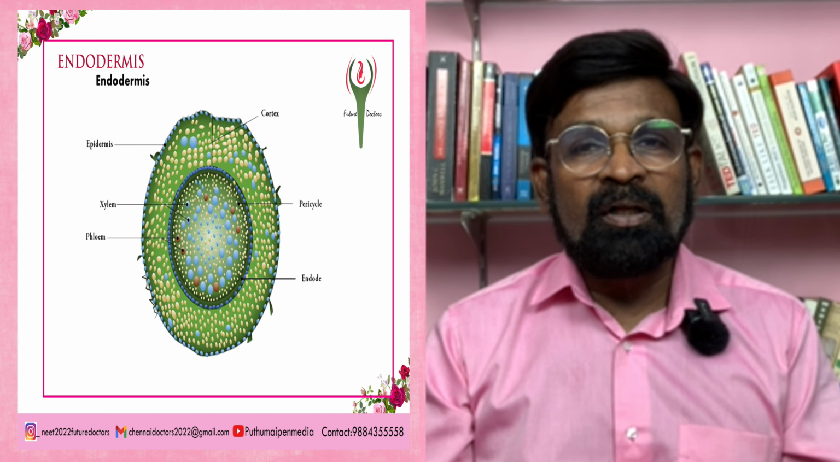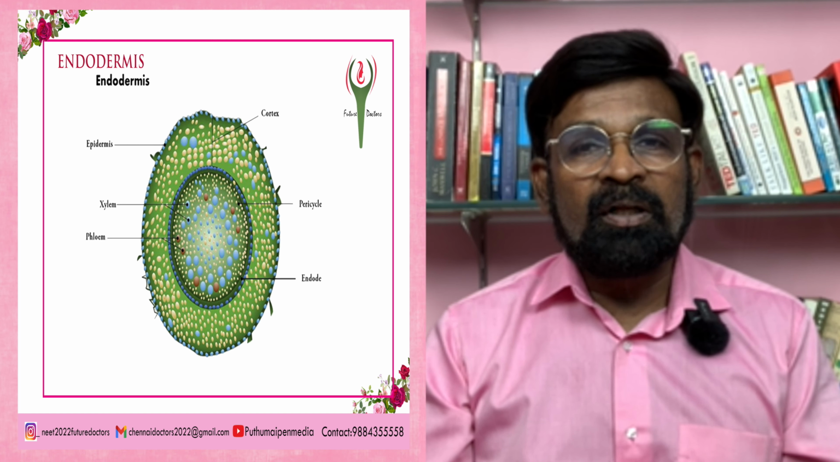Next slide. Presence of root hair, endodermis with Casparian strips, absence of pith, radial bundles less than 8, presence of exarch xylem. Next slide.